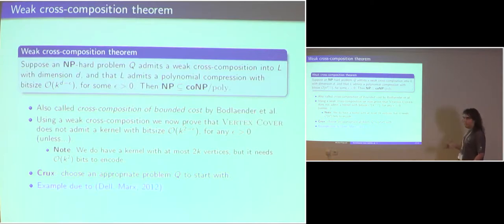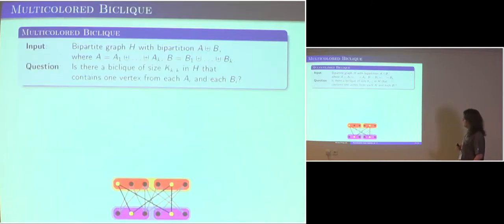And this example, exactly this proof, is due to Dell and Marx from 2012. Good. So the problem we will start with will be this funny problem called multicolored biclique. This is just a design of this problem to make the composition convenient. So the input is a bipartite graph H, where each of the sides is partitioned into color classes, into groups, simply, into k groups. Group number 1, group number 2, group number 1, group number 2. So k is equal to 2 on this graph.